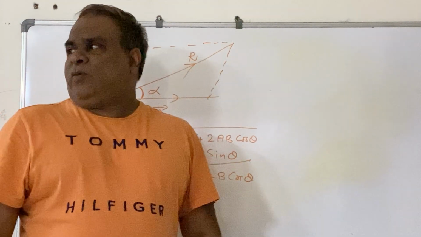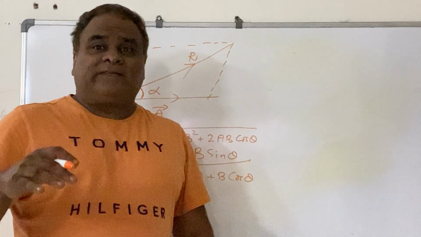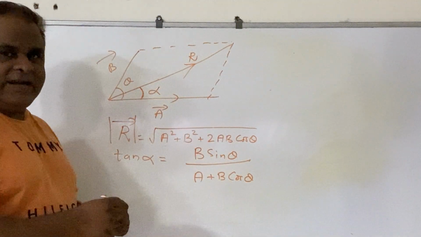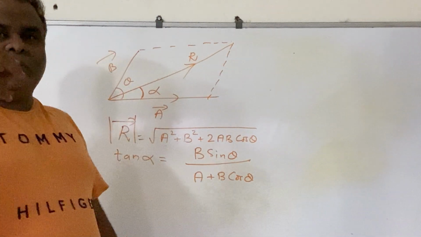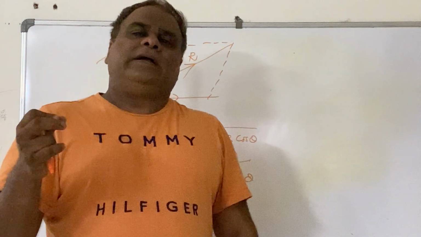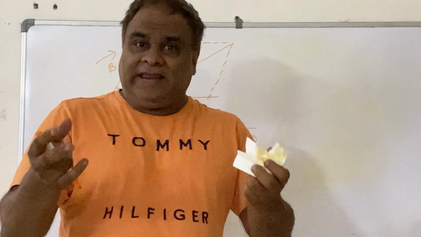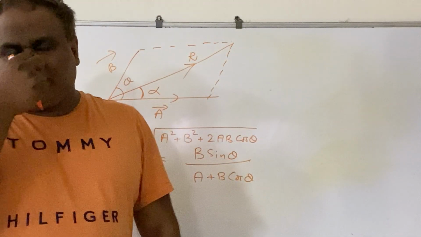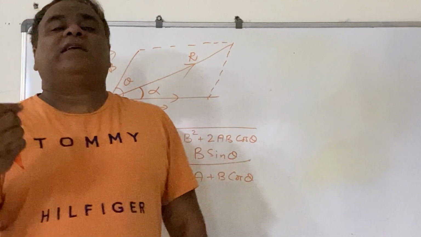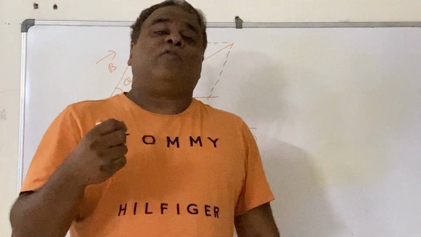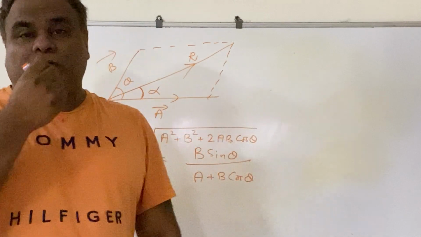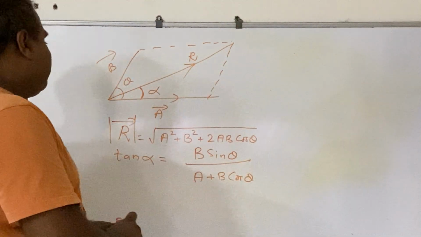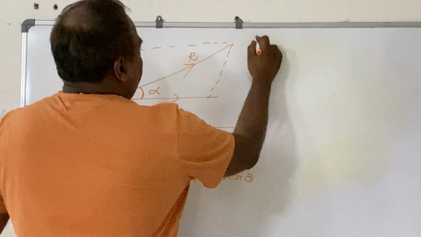Understood. Now I am going to discuss three cases. This angle theta, generally it can be 0, it can be 90, it can be any angle. But when it comes to 0 degree, what will be the resultant? When it comes to 90 degree, what will be the resultant? When it comes to 180 degree, what will be the resultant? First, case 1.